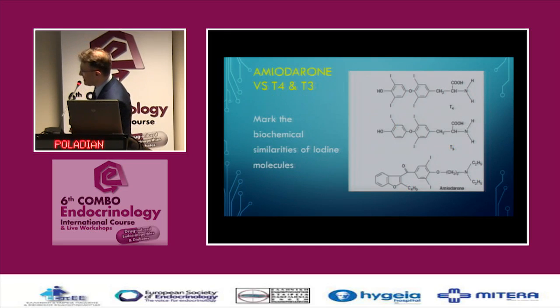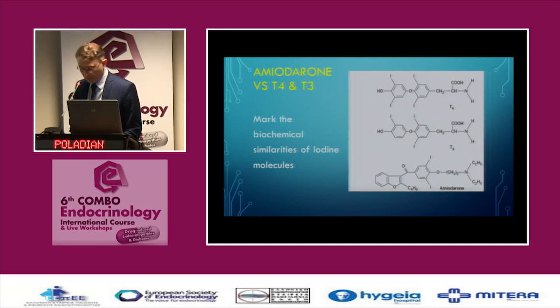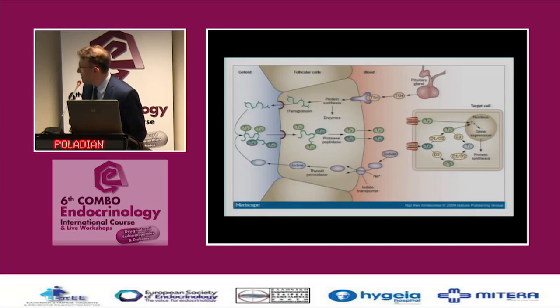So, as you see, amiodarone versus thyroxine and triiodothyronine. So mark the biological similarities of iodine molecules, as you see. So it's a dextro and L discrepancy between the two. And this is the pathophysiology and the biochemistry of the thyroid stimulating hormone and the thyroxines.